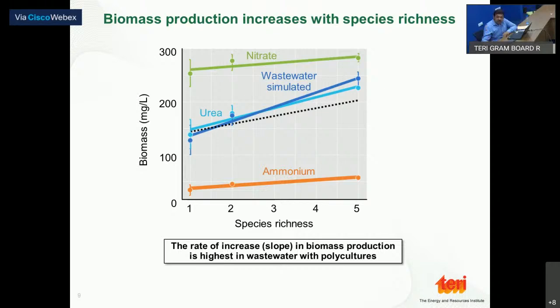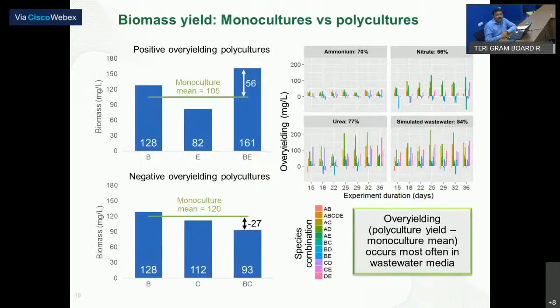But if you look more closely at which combinations are giving better results, we try to compare these with the monoculture. So how do you compare these things? We can compare in different ways, but I am showing one type here. It's called overyielding in ecology.